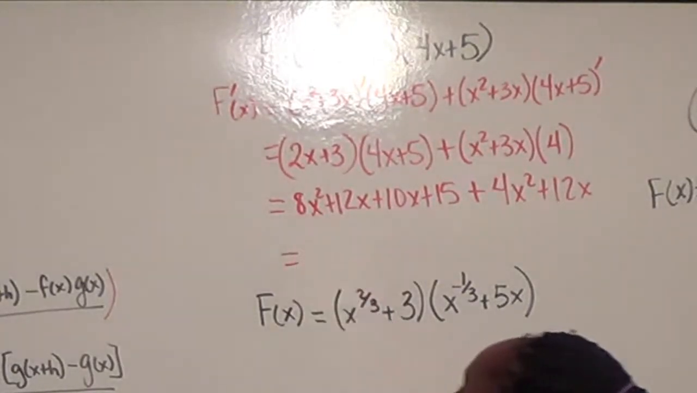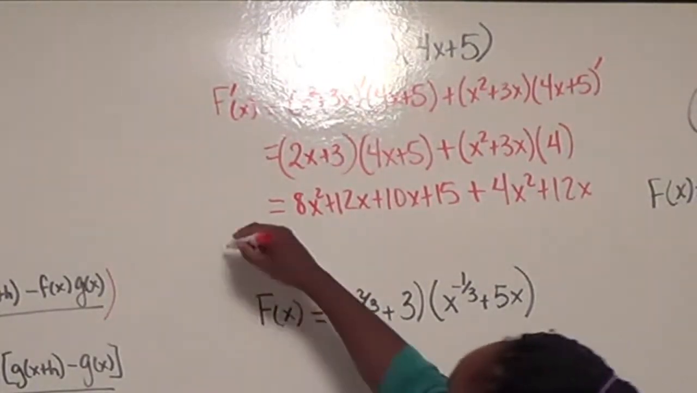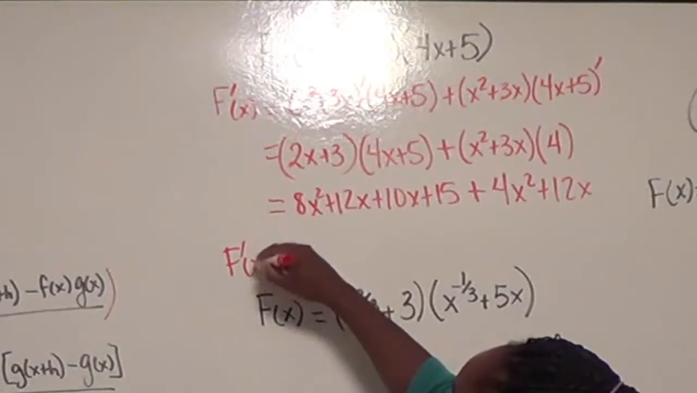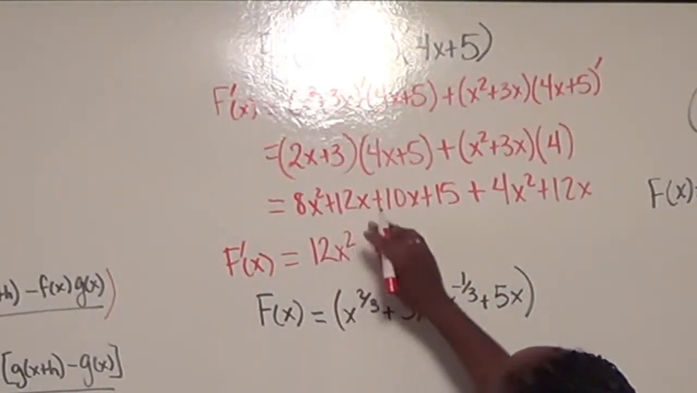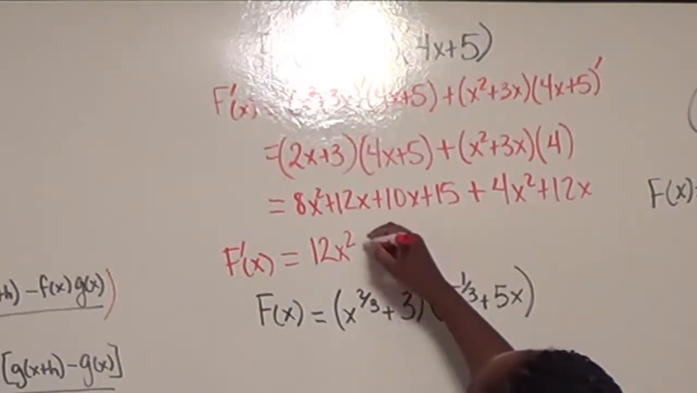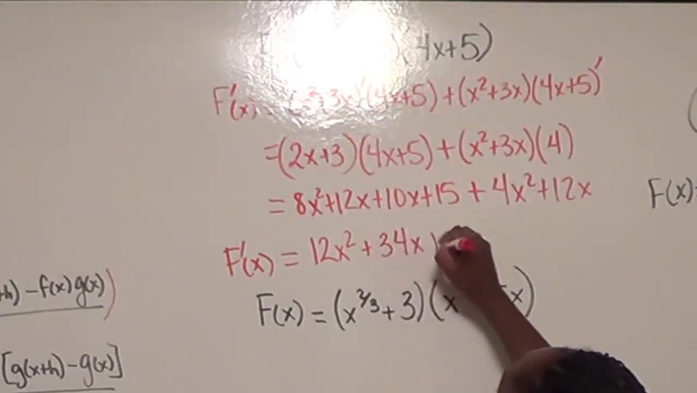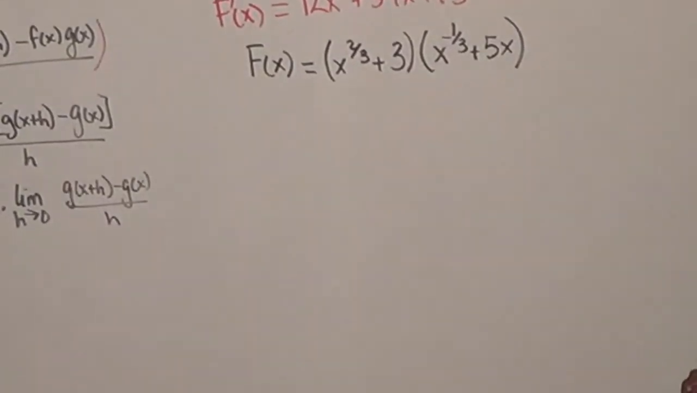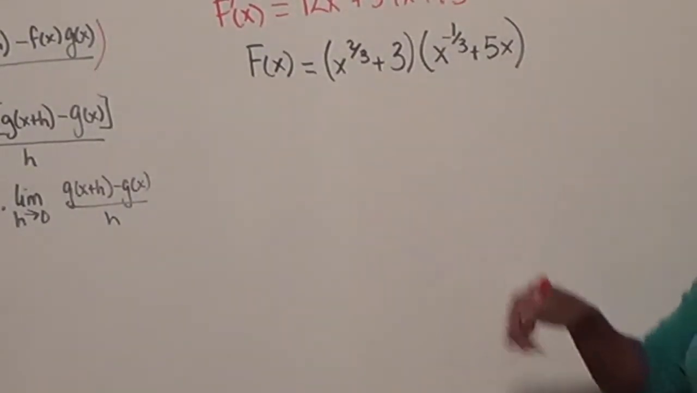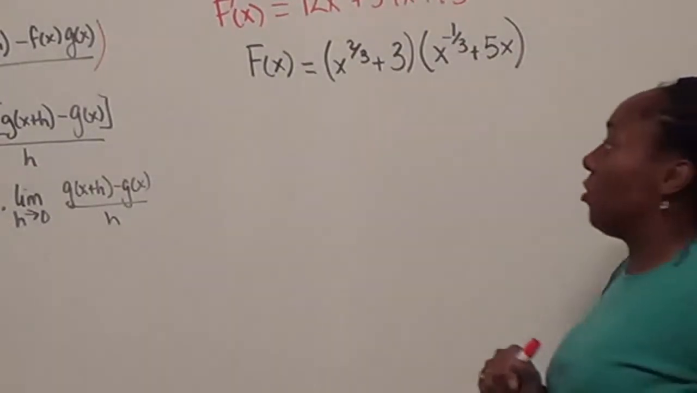And once we multiply out, we'll combine like terms. So f prime of x looks like 12x squared, we'll get a 24, 34x plus 15. Okay. In this next example, we'll use the Leibniz notation.